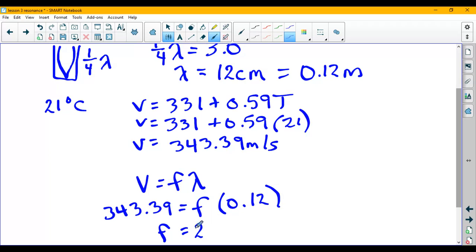So I got, and I'm going to put this in sig figs, I only get to keep 2 now. So I'm going to 2.8 times 10 to the 3 hertz. And that would be my answer.